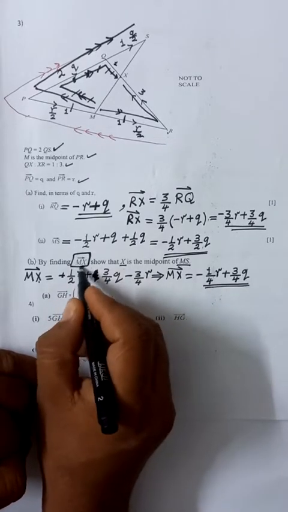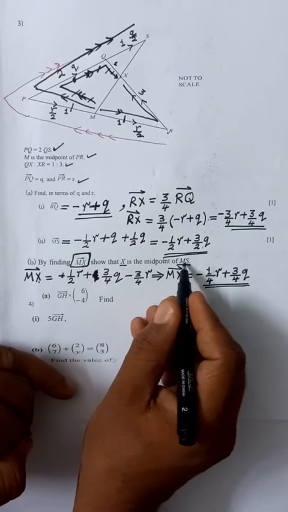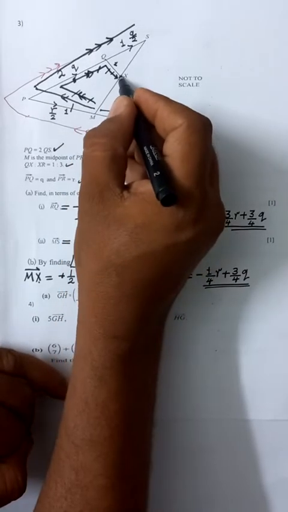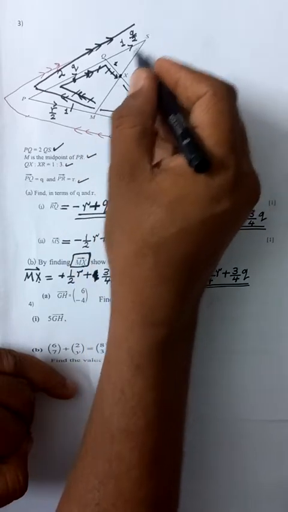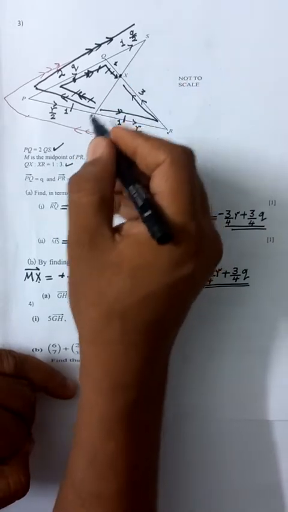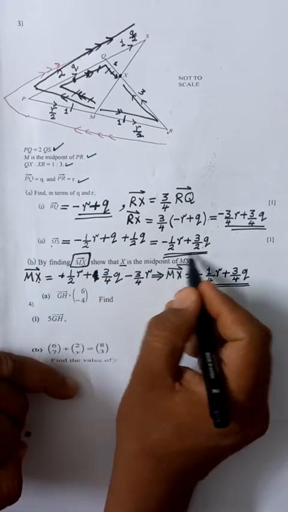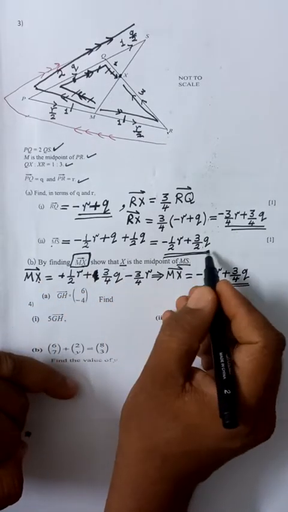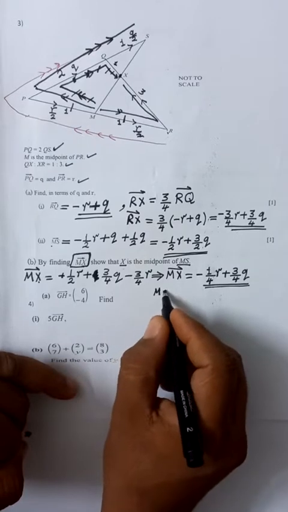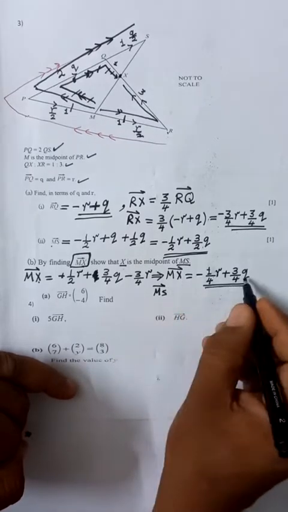Okay, after finding mx, show that x is the midpoint of ms. Okay, let us try to show that x is the midpoint of ms. Did we find ms before? Yes, we found ms. Where is ms? Here it is. Okay, let us see half of ms. Is it the same value as mx or not?